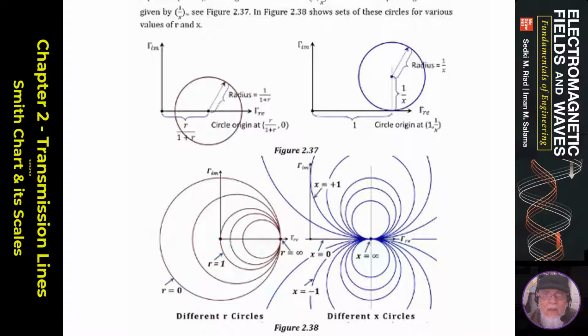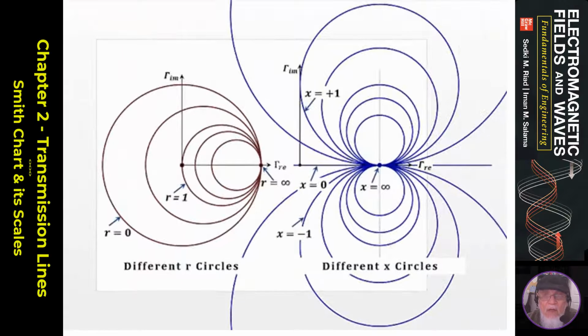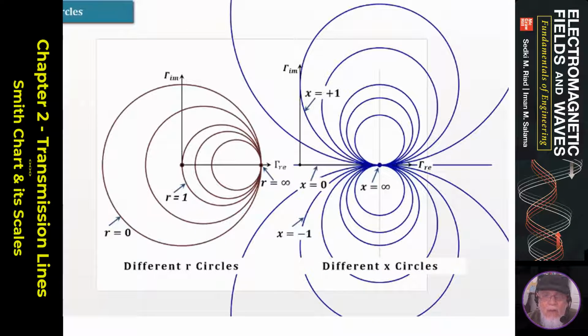At this point, we'll switch the presentation to a different file where I can do some animation. This graph displays the R circles and the X circles. The R ones are the left here in black, all the way from 0 to infinity, and the X circles here in blue. If you start the positive x from 0 to infinity, you go this way. If you go the negative x from 0 to minus infinity, you go that way.